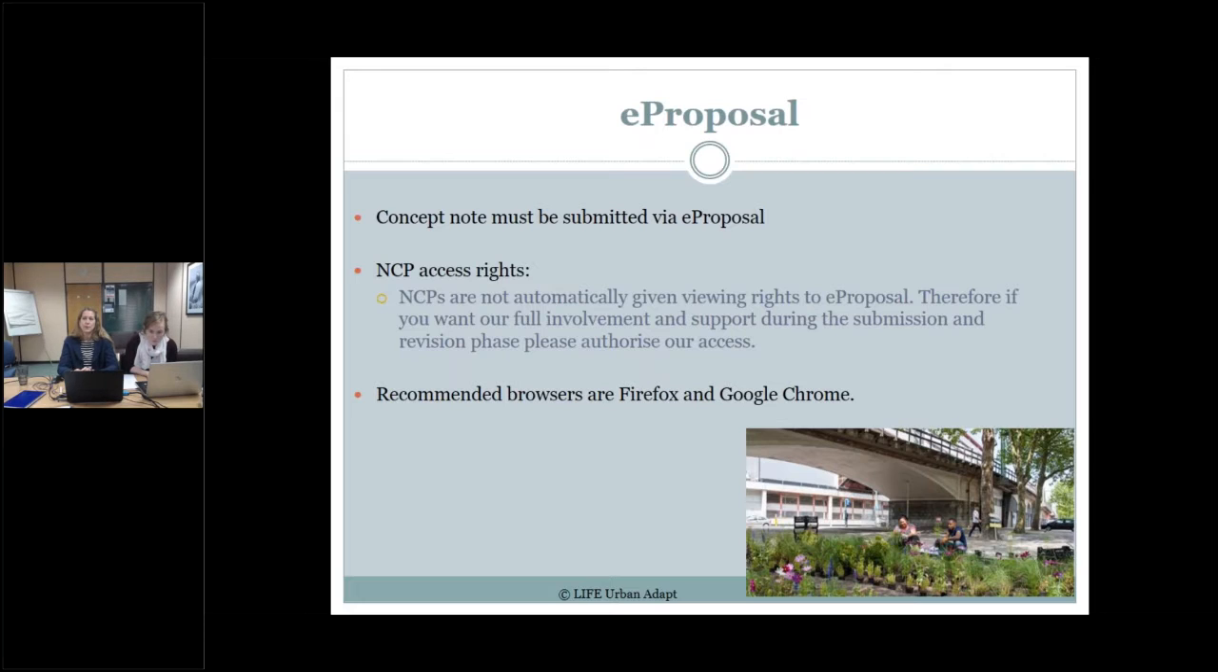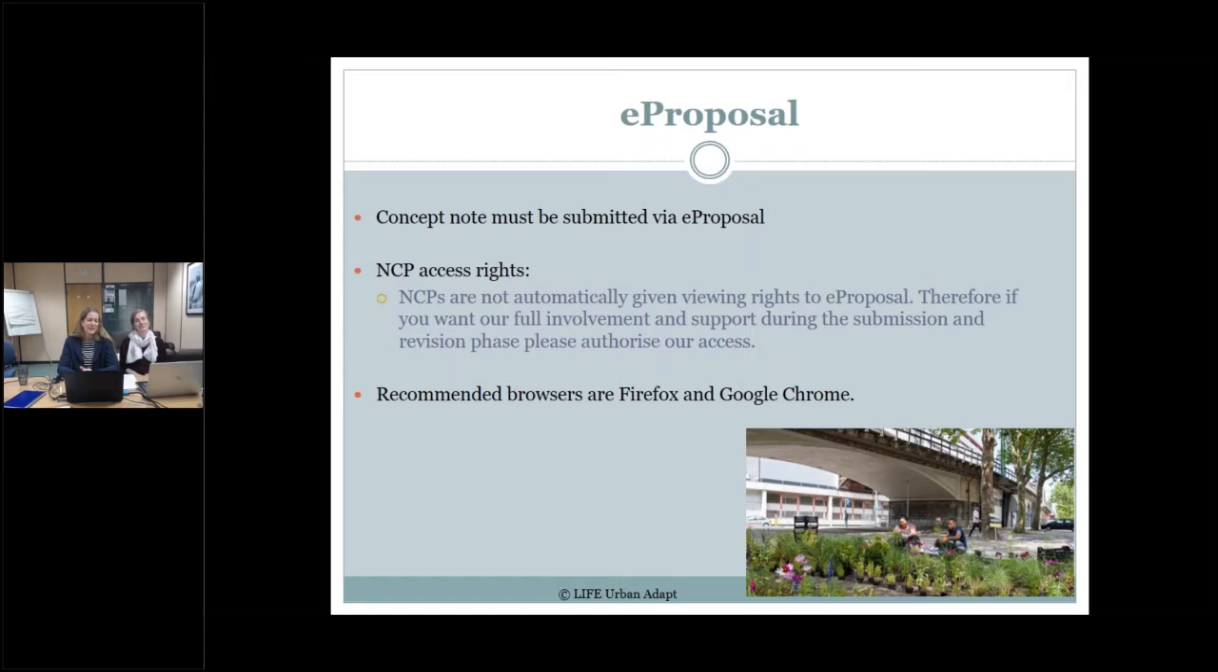I've said that again at the beginning, but don't leave it to the last minute until you submit your final application, because e-proposal has improved over the years, but there are still technical glitches now and then, and the site can even crash.